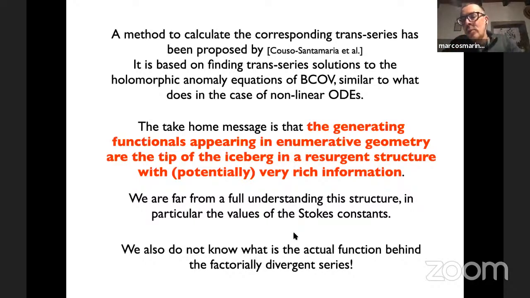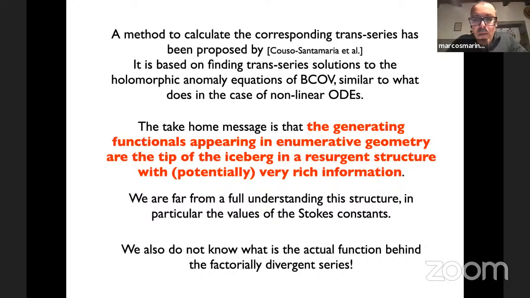All this is just the formal resurgent structure, but it doesn't tell us what the actual function behind the factorially divergent series is. I mean, usually when you have a factorially divergent series in quantum theory, you expect that there is some well-defined observable whose asymptotic expansion gives you this series. Now in string theory, we don't know what it is.